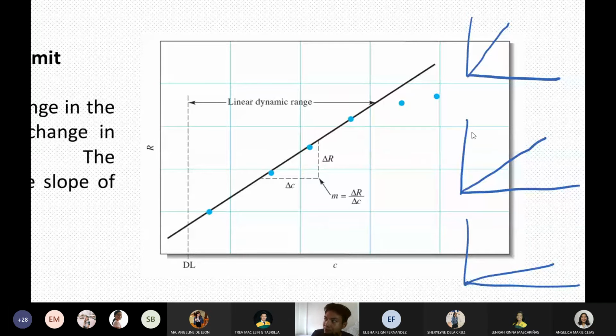Let's explain why. Remember that this line can be expressed by the slope, right? If the slope is too high, then that means your calibration curve is sensitive. Where is it applicable? Sensitive calibration curves can be used when determining the trace and the ultra-trace constituents in your sample.